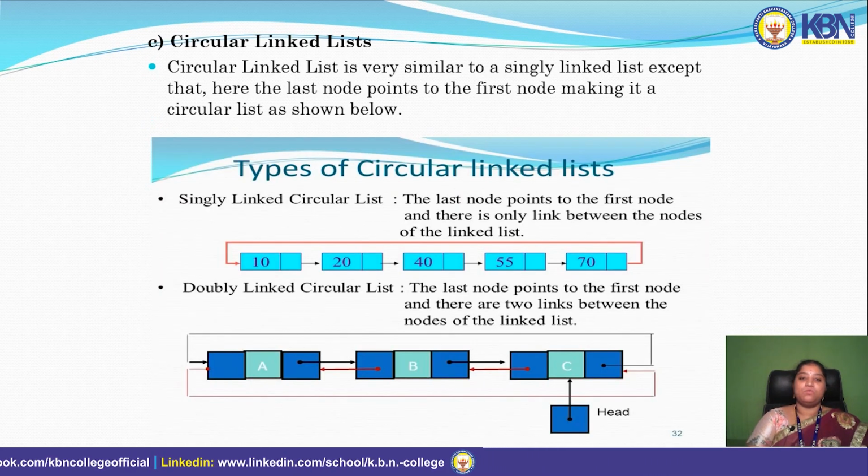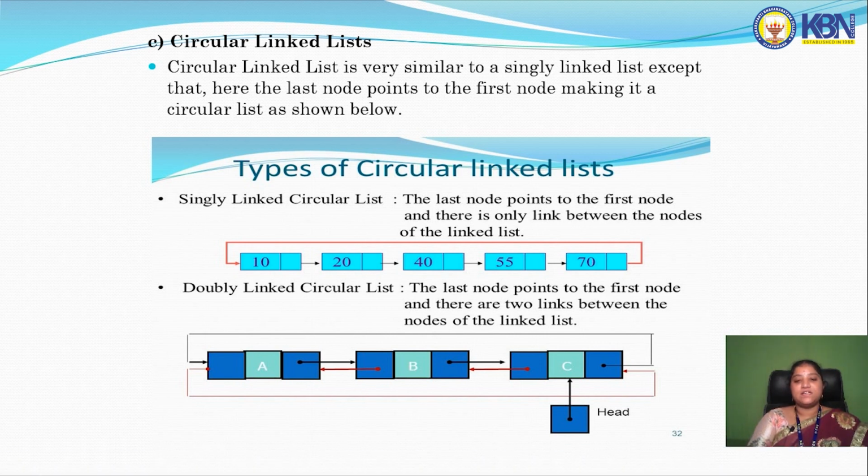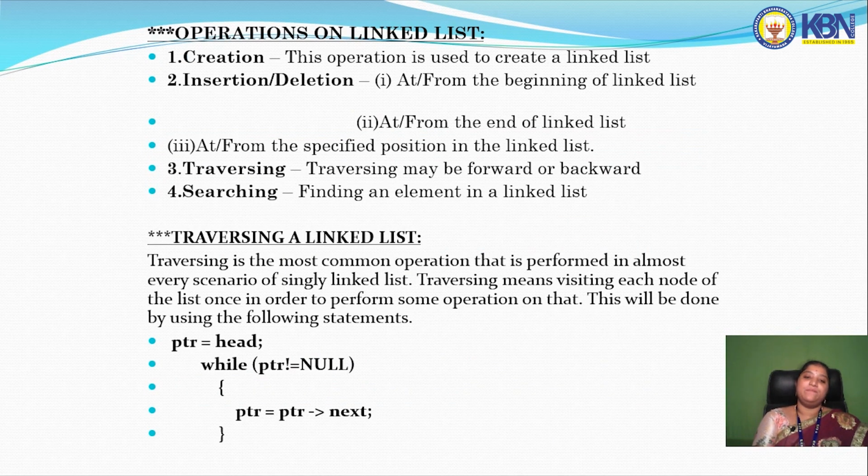Now we will discuss what a circular linked list is. In a circular linked list, the last node points to the first node, making it a circular list as shown. There are two types of circular linked list: singly circular list and doubly circular list. In a singly circular linked list, the last node points to the first node and there is only one link between the nodes: first node, second node, third node. In the doubly circular linked list, the last node points to the first node and there are two links between the nodes.